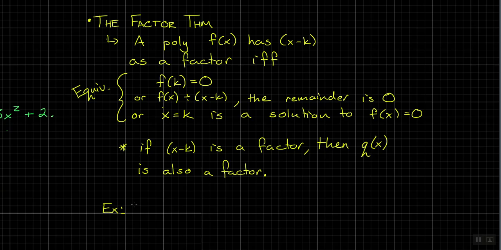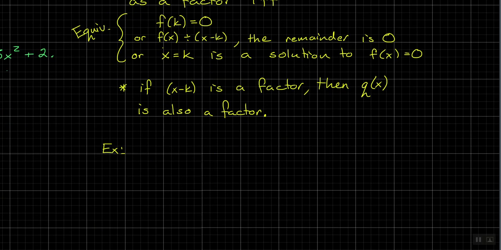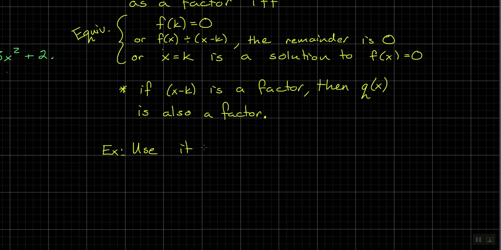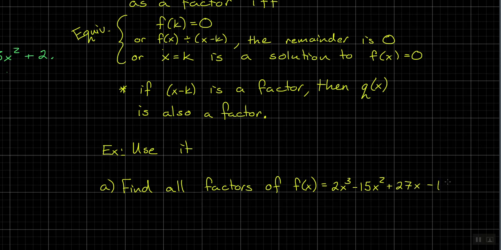So example, and I'm trying to look at this. We're going to say example, and I'm just going to say use it because I'm going to write the directions on different ones. So the first of these, here's what I want us to do. On A, find all factors of the function f of x, which we'll define this time, and I'm trying to make sure I'm not doing one of your homework problems. f of x equals 2x cubed minus 15x squared plus 27x minus 10. So there's our big ugly function.